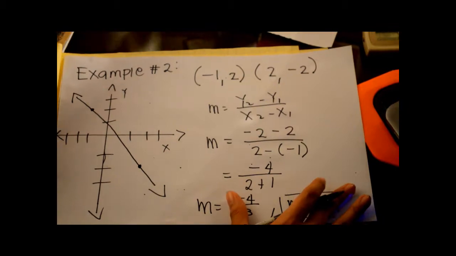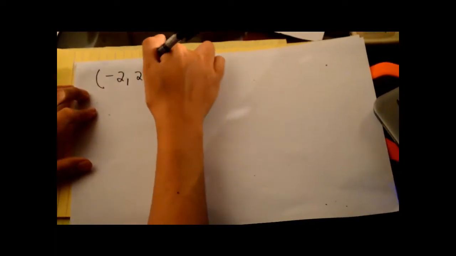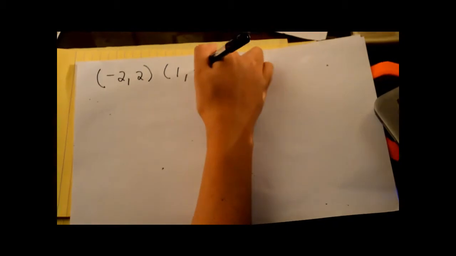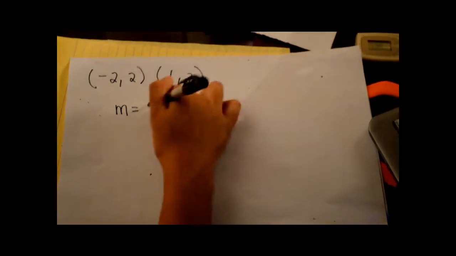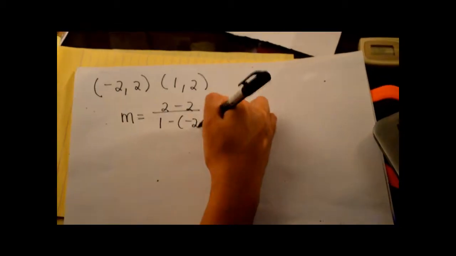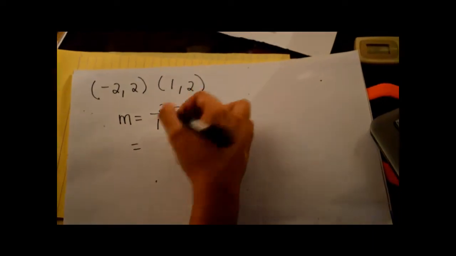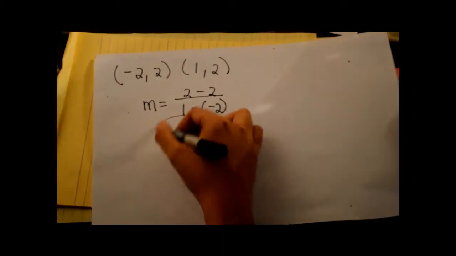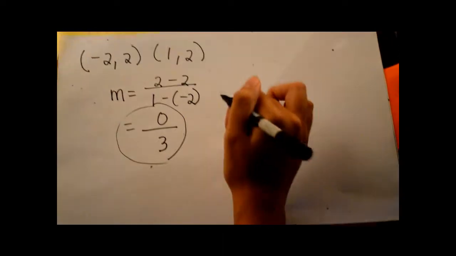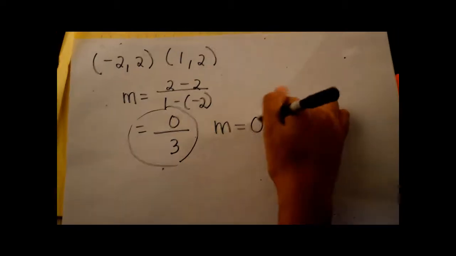So, in example number 3, we are given (negative 2, 2) and (1, 2). Still, we are going to use the slope formula. So, we are going to substitute. Then, it will become 2 minus 2 over 1 minus negative 2. So, 2 minus 2 equals 0, and 1 minus negative 2 equals 3. So, if you see this answer, it will always become m equals 0.